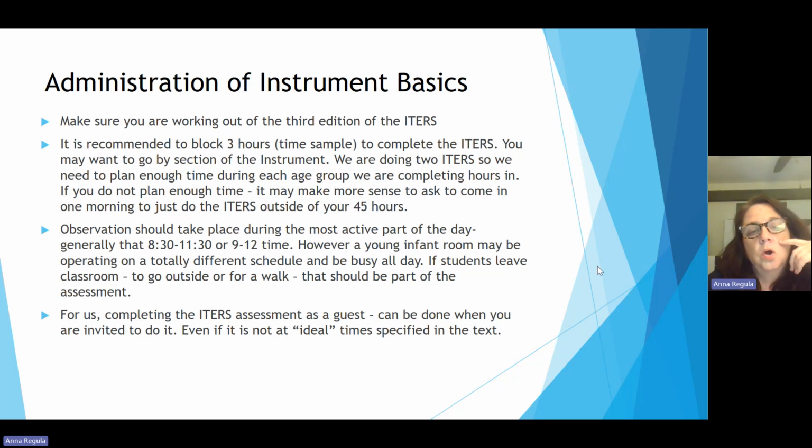All right. So it does say that an ITERS should be conducted during the busiest time of the day. Generally that's 8:30 or 9 to 11:30 or 12. Sometimes infants are busy all day long, right? Because they sleep on demand, and that's what's developmentally appropriate. So it can change quite a bit depending on the ages.